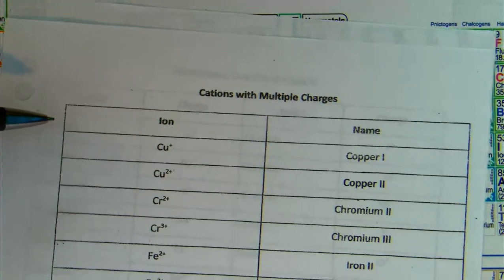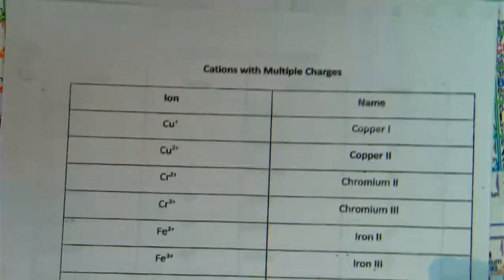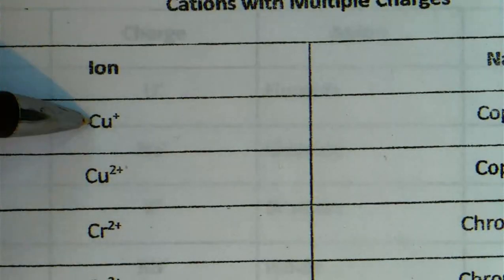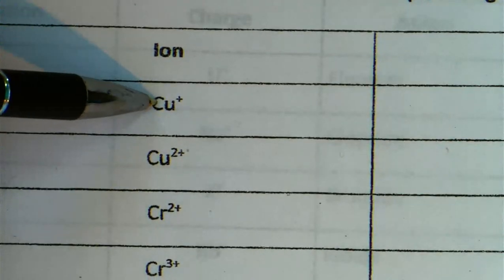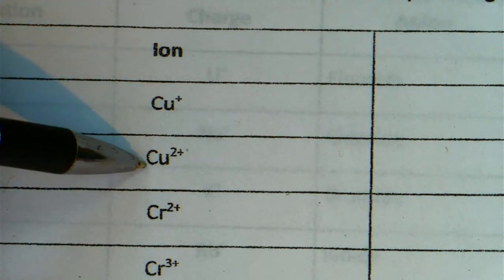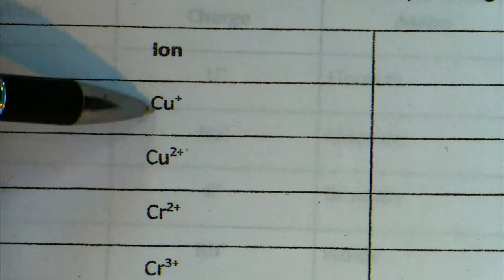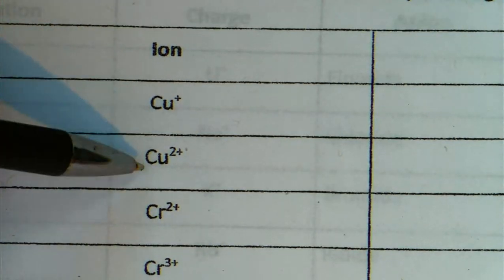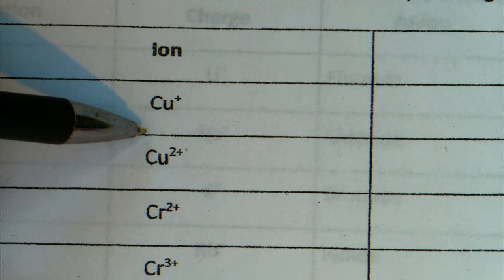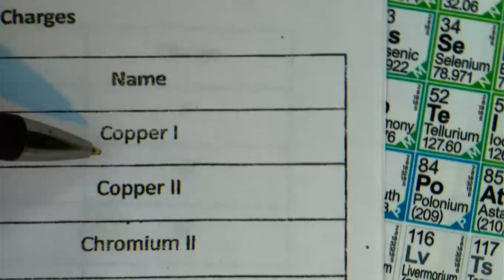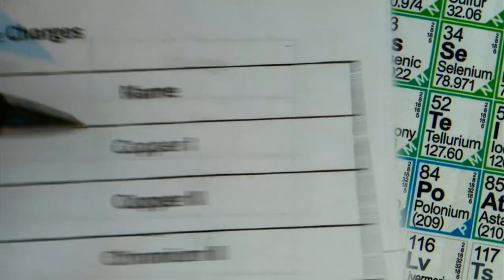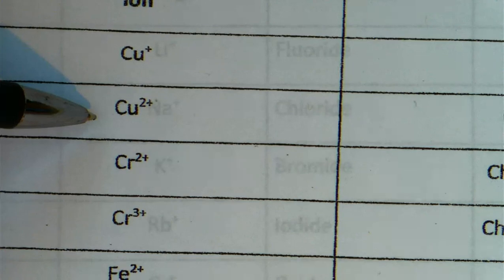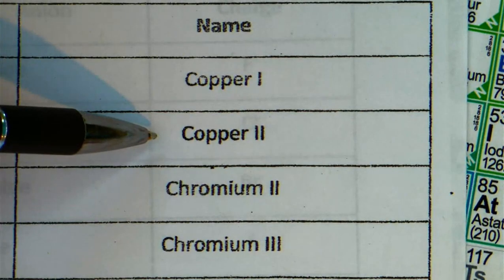snarky elements that have multiple choices. That would be the handout entitled cations with multiple charges. Copper, for example. Sometimes it's 1 plus, but sometimes it's 2 plus. And because we don't know which one it is until we build our molecule, we need to express which one it is in writing. And for that, ta-da, we use the Roman numerals. So copper with a 1 plus is copper Roman numeral 1. Copper with a 2 plus is copper Roman numeral 2.